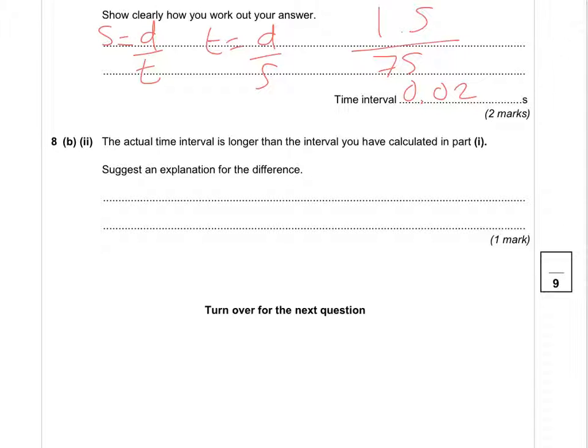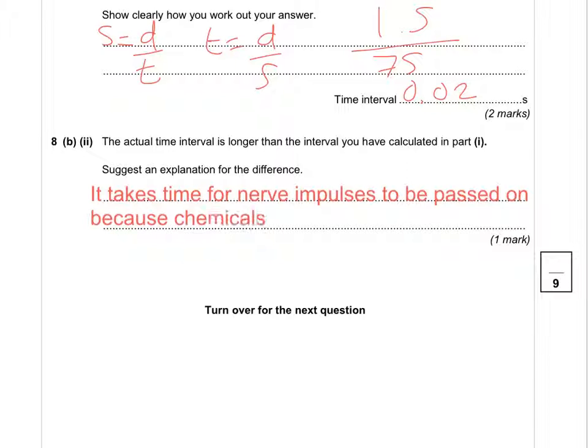So it takes time for nerve impulses to be passed on because chemicals have to diffuse across the synapse.